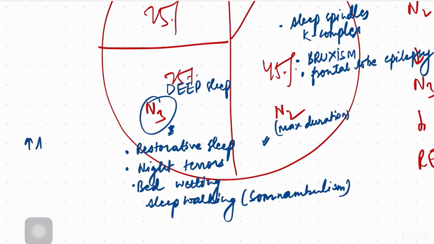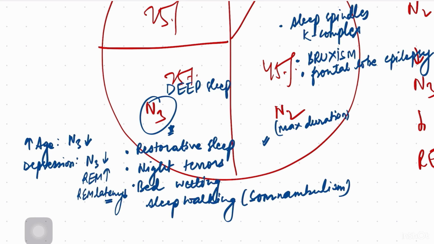With increasing age, the duration of your N3 decreases. In depression, what happens? Again, the N3 stage decreases, but the REM sleep time increases, and the REM latency decreases, which is in depression. Okay? And here also REM sleep time also decreases.